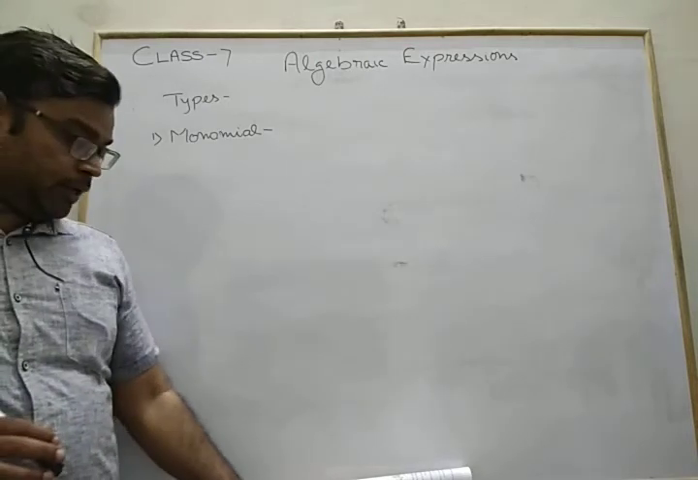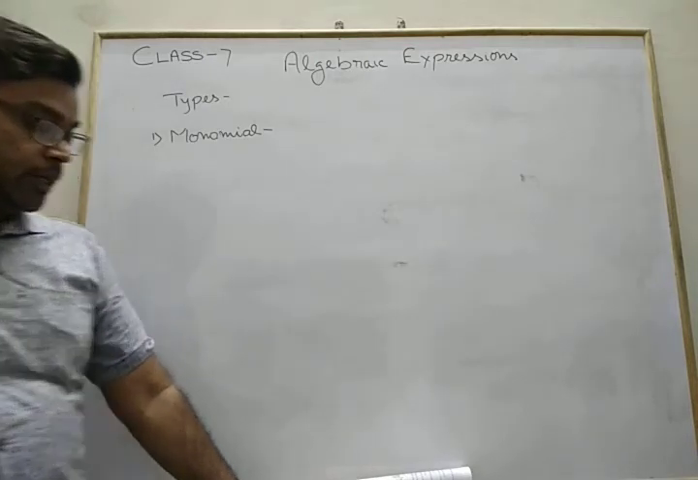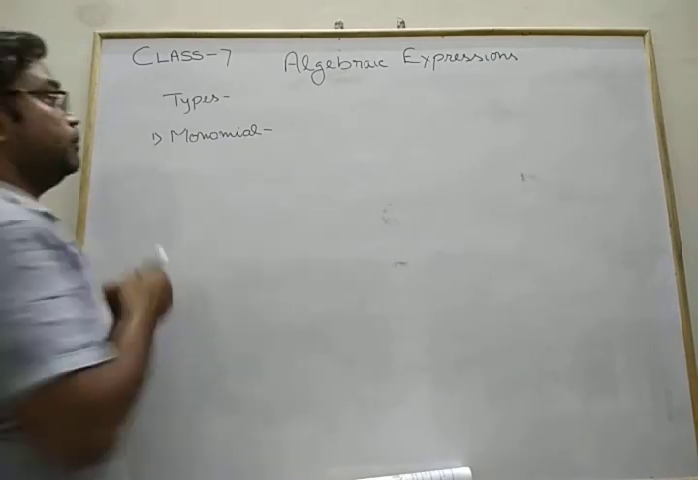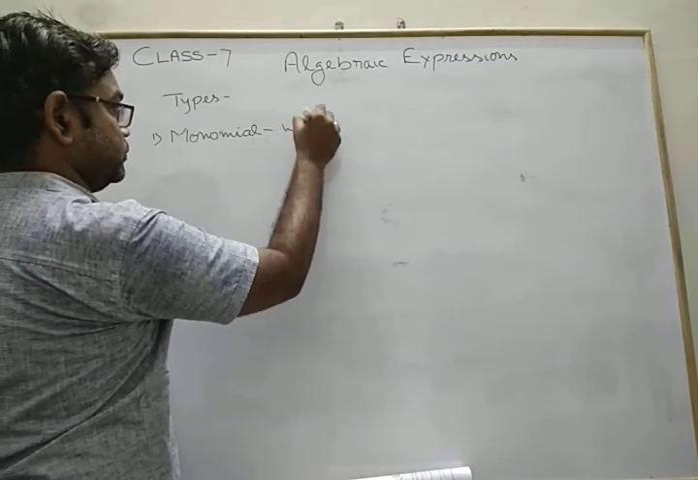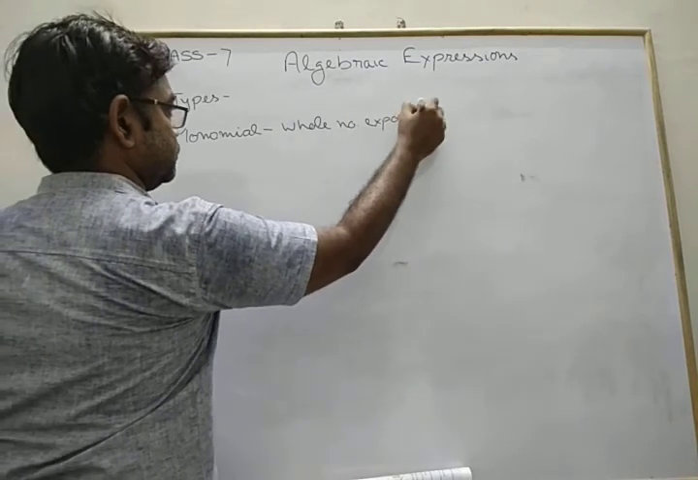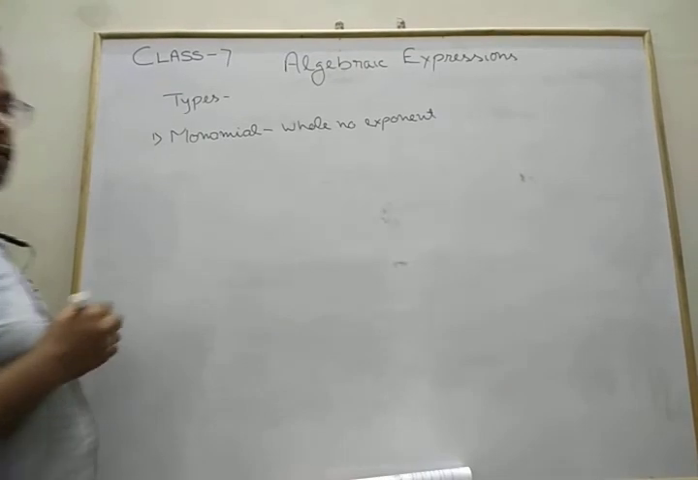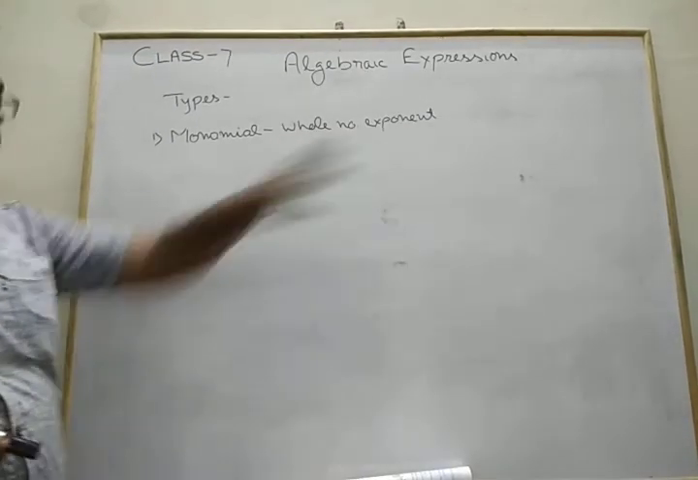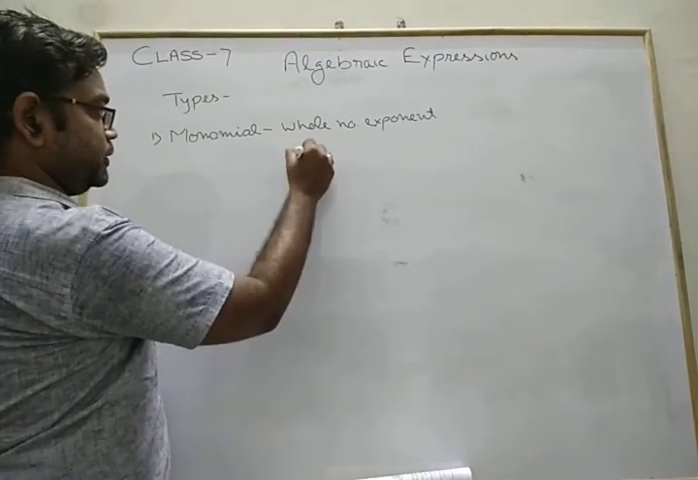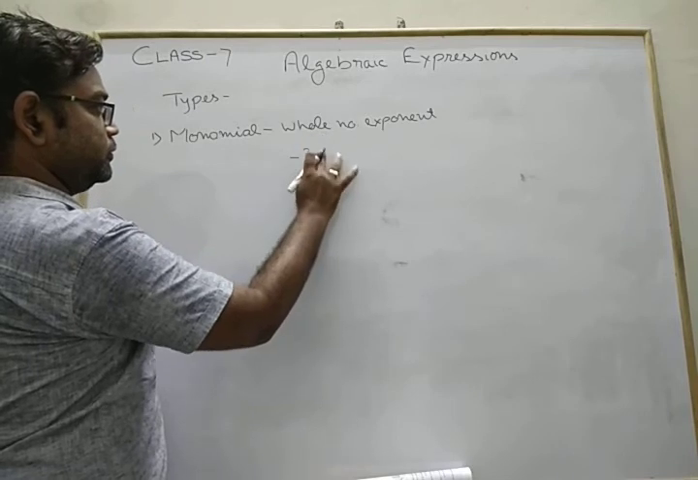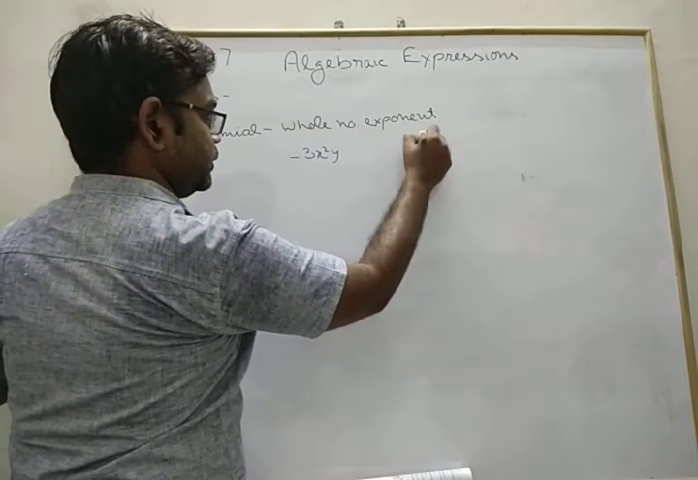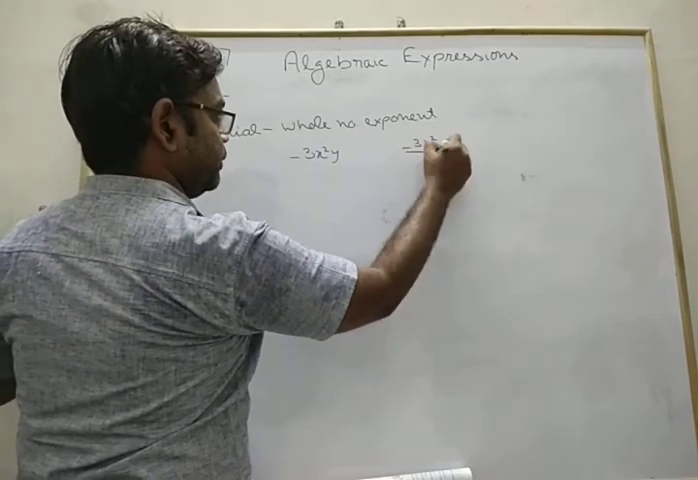There are some conditions. A monomial is a single term with a whole number exponent. A single term having a whole number exponent. What does it mean? I am taking two examples. One is minus 3x square y, and the other is minus 3x square upon y.